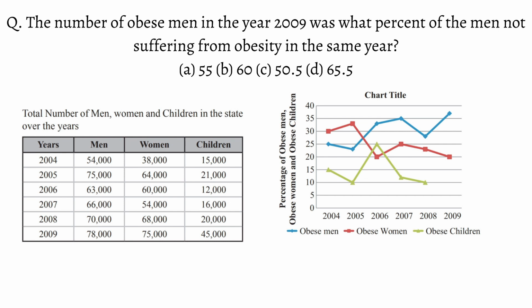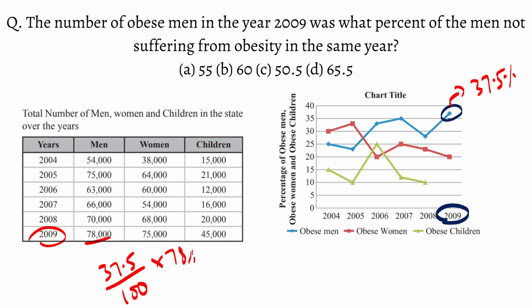The number of obese men in the year 2009 was what percent of the men not suffering from obesity in the same year? Okay, so the percentage of obese men in 2009 is almost 37.5%, right? So 37.5% of men in 2009 are suffering from obesity, whereas the total number of men in 2009 are 78,000. So 37.5% of 78,000 is equal to 29,250.